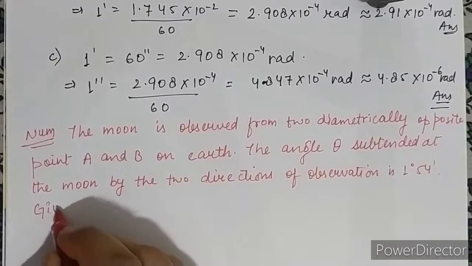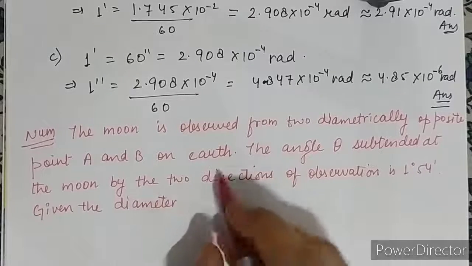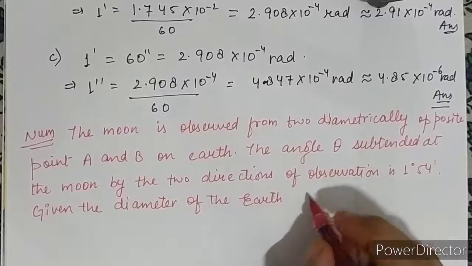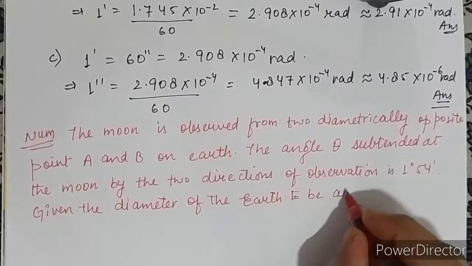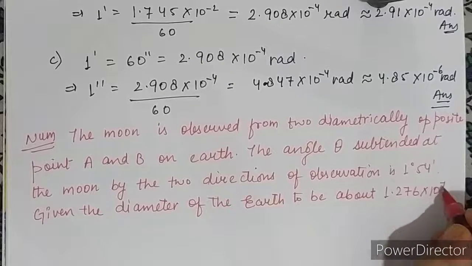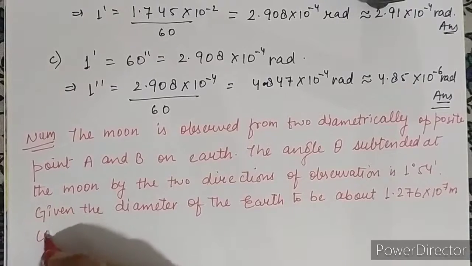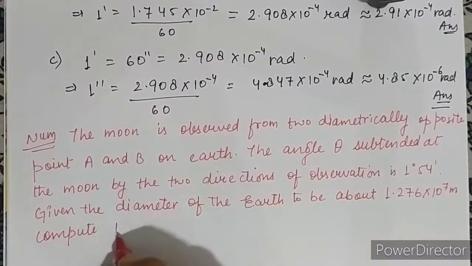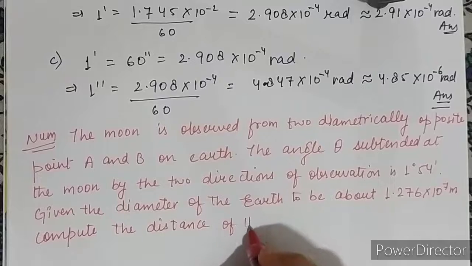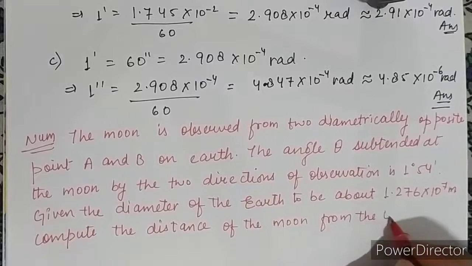So given the diameter of the earth to be about 1.276 into 10 to the power 7 meter. The diameter of the earth is already given in the question, beta. So what do we have to compute? We have to compute the distance of the moon from the earth.